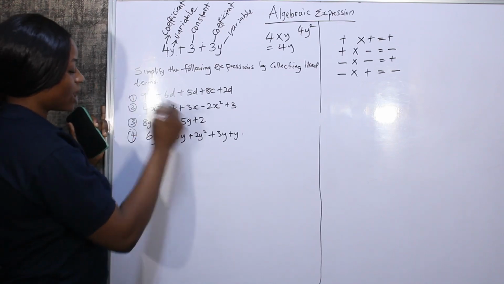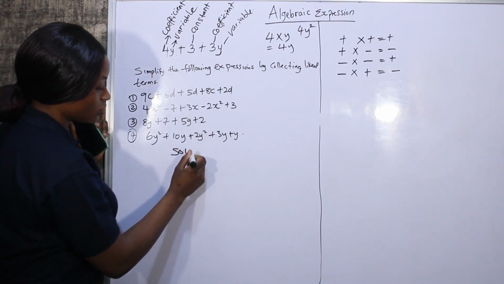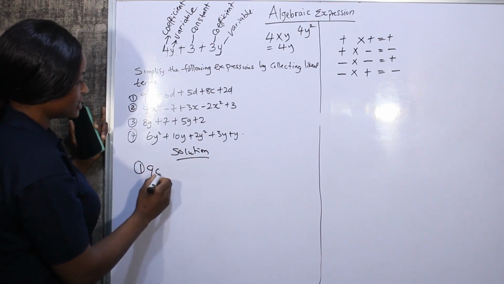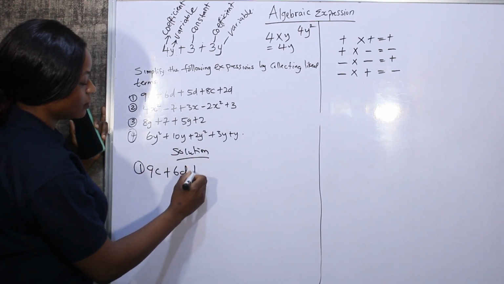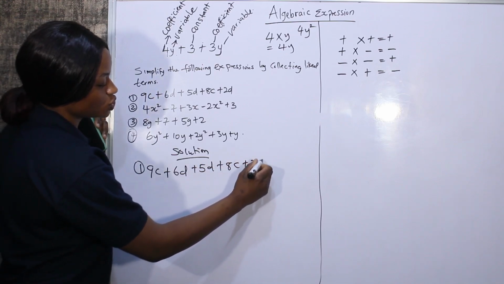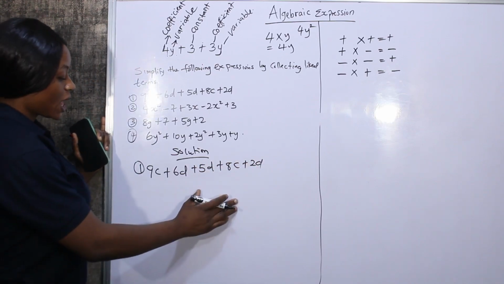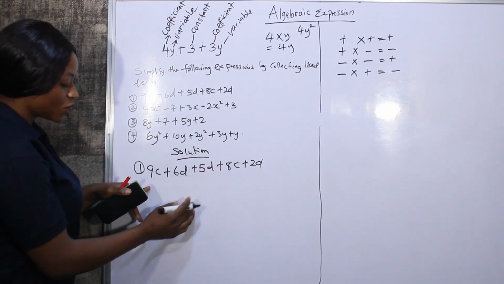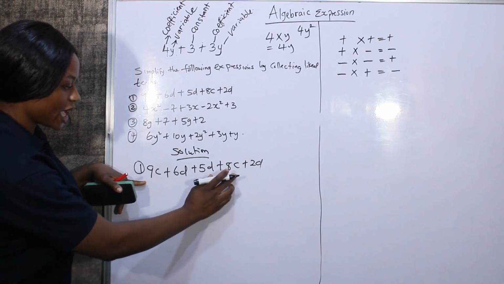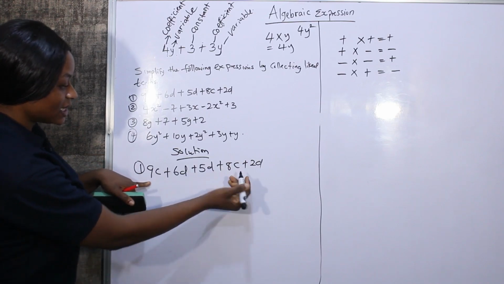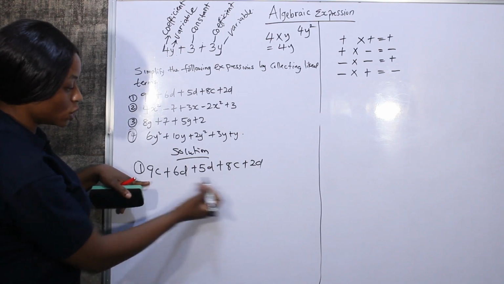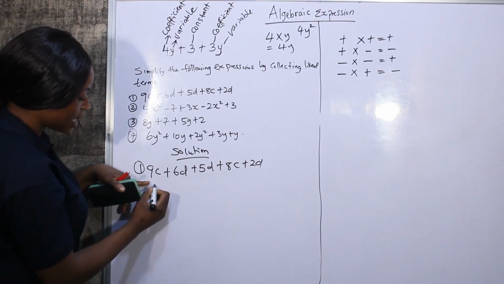So now let's go ahead and solve number 1. 9c plus 6d plus 5d plus 8c plus 2d. Now, in order to collect like terms, you are going to cycle. We have 9c here and we have 8c here. You can see that they have the same variable, c and c. So these two are what? Like terms. So you bring them together.